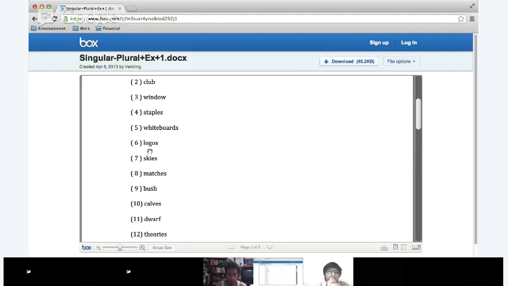Logos. Okay, and this would actually just be logo. So we have logos and logo. So here we would not need to add an ES to the end of this word. It would just be an S.